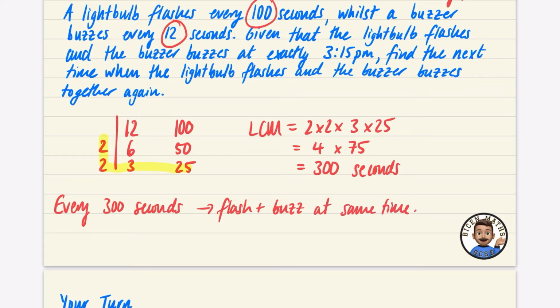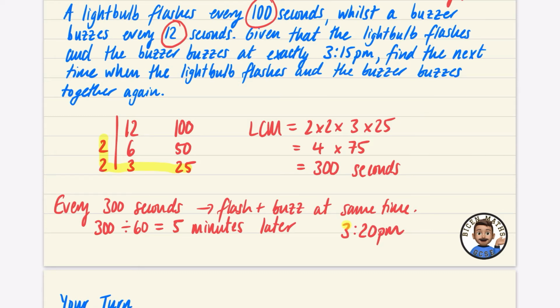Now they've said that at 3:15 p.m. they happened at the same time, so we just need to calculate how much later than 3:15 p.m. 300 seconds is. So we're going to need to convert 300 seconds into minutes by dividing by 60. So 300 divided by 60 is 5, because 30 divided by 6 is 5. So it is 5 minutes later, meaning that the time that they buzz at the same time is going to be 5 minutes after 3:15, which is 3:20 p.m.